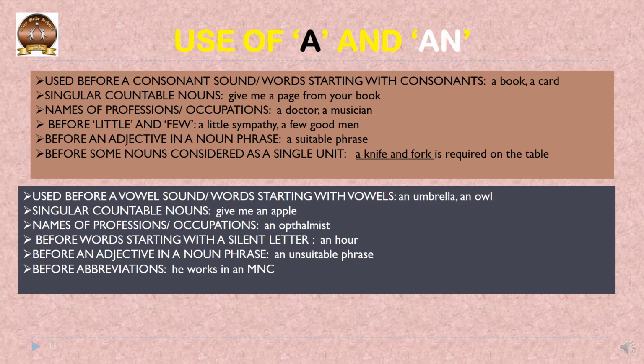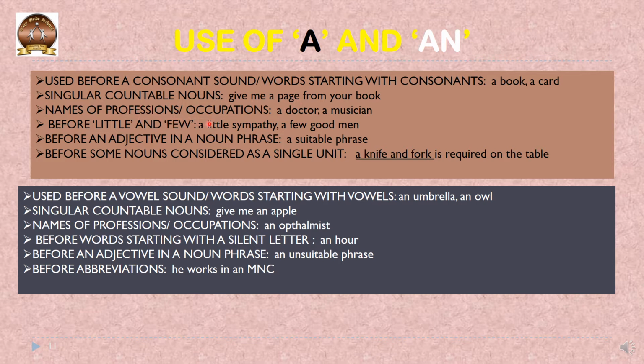Now, these are a few things which we need to remember when we are putting "a" or "an" before a word. When is "a" used? "A" is used before a consonant sound. Words starting with a consonant, so either it is a sound of the consonant or the first letter of the word is a consonant. Like a book, a card. Singular countable nouns: give me a page from your book. A page. So, singular countable noun.